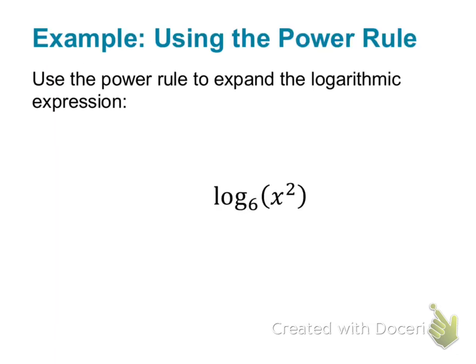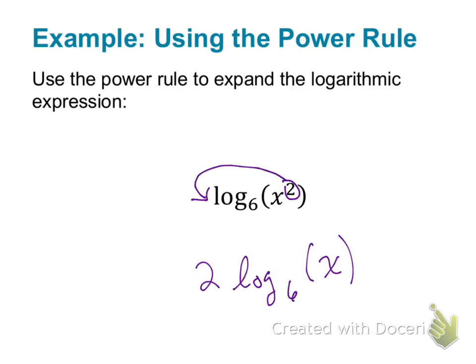Let's use the power rule to expand the logarithmic expression given to us as an example. In this case, we have log base 6 of x to the second power. Using the power rule, we can take the power and move it out front as a coefficient, which will give us 2 times log base 6 of x.